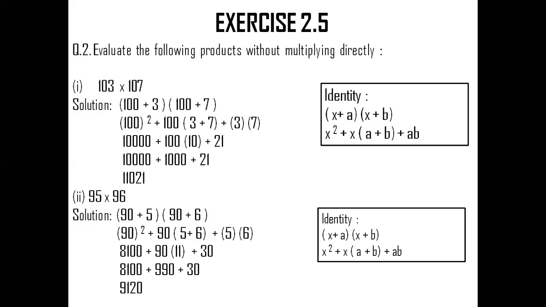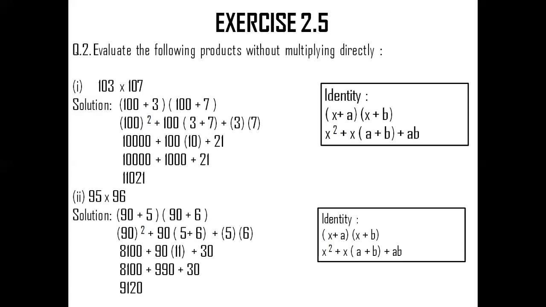The final answer that I'm getting over here is 11,021. That is 11021. Yes. So what we did over here is we just rewrote the question in the form of an algebraic identity so that we can relate to that particular identity and then solve it further.